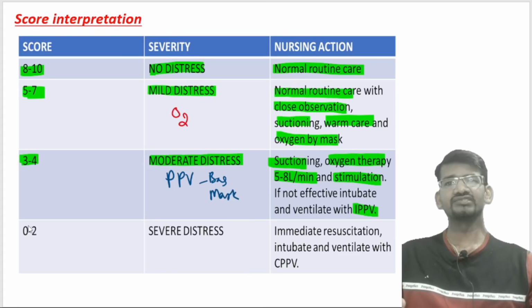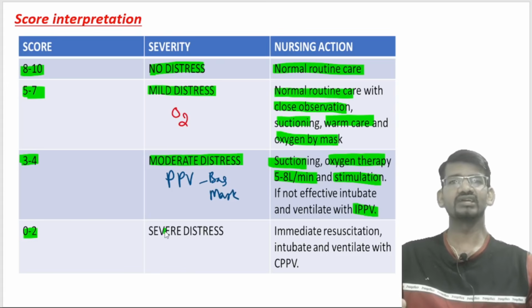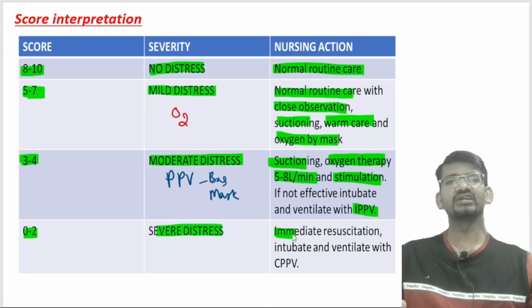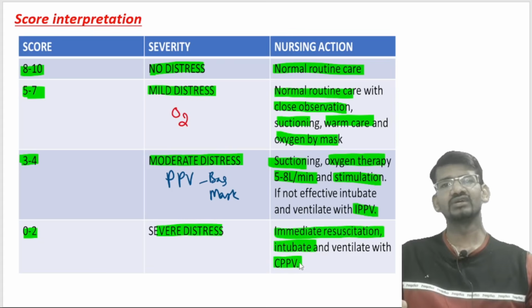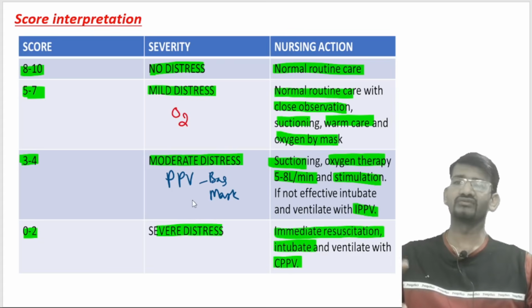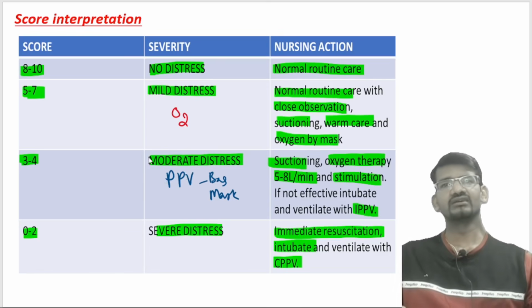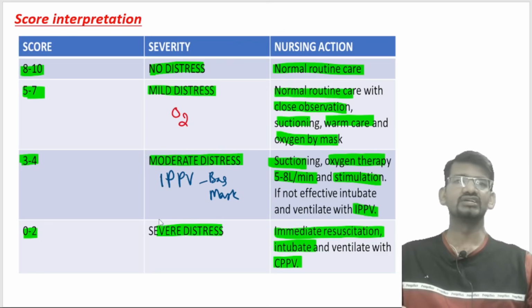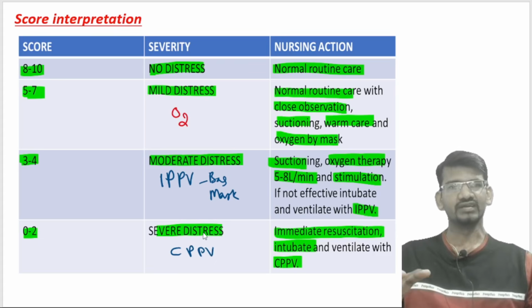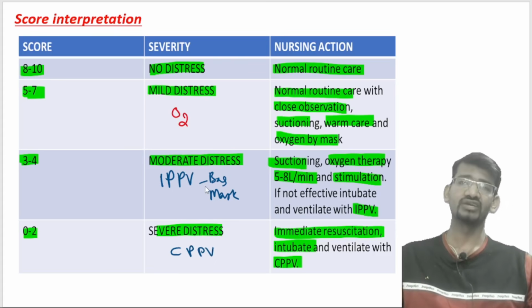Then if the baby's score is less than 2, then definitely the baby needs an immediate resuscitation, needs to be intubated and ventilated with continuous positive pressure ventilation. In the earlier case it requires an IPPV, whereas in the severe distress case it requires continuous positive pressure ventilation, and the baby needs an intubation and needs to be kept on the mechanical ventilator. So this is how we interpret the score.